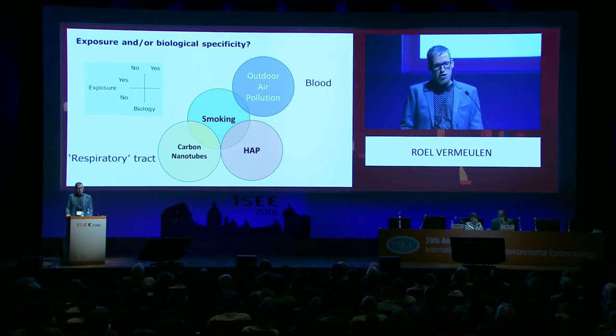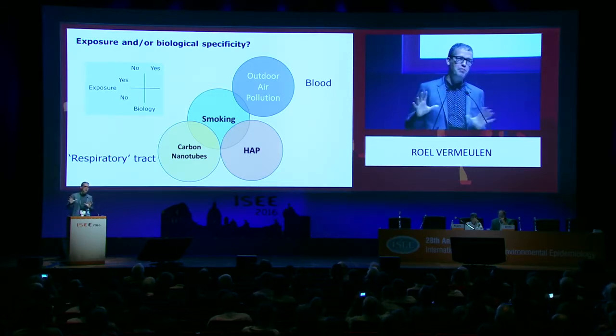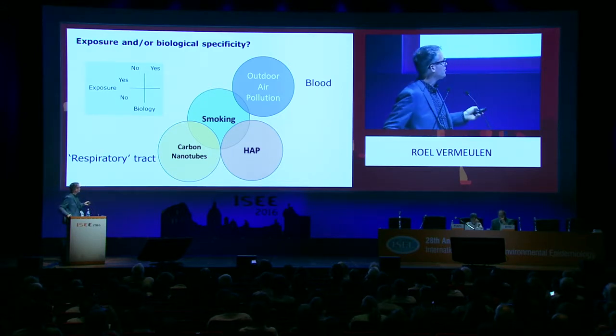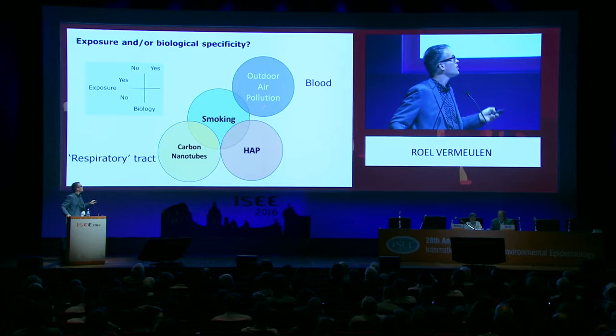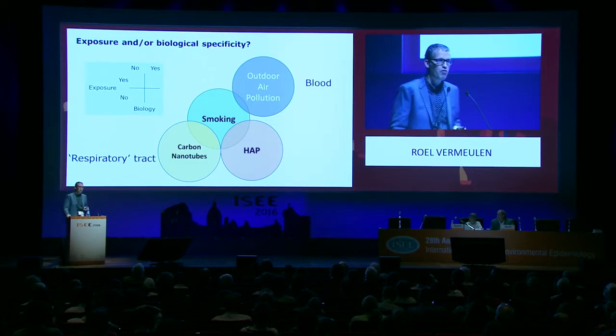So if you put that all together in some kind of graphical presentation, then this is basically the picture that starts to emerge. If we look at the respiratory tract, carbon nanotubes showed a differential expression, and we have the household air pollution, which all overlap in some way with smoking, but may also be different. If we look at the blood gene expression, then we see that the outdoor air pollution that I just showed you has some marginal overlap with smoking as well.